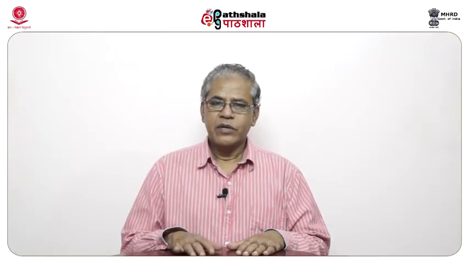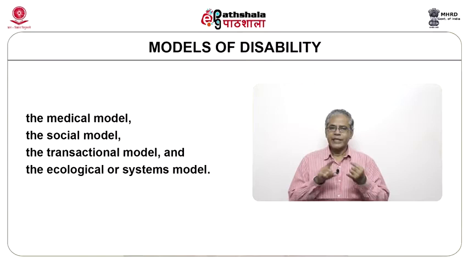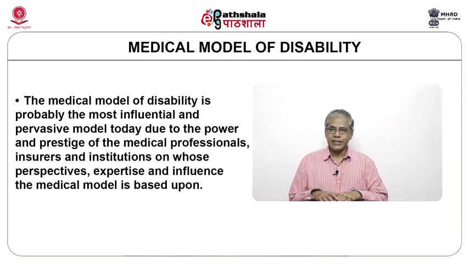There are four major models of disability, namely the medical model, the social model, the transactional model, and the ecological or systems model. Let me discuss these models of disability, starting with the medical model. The medical model of disability is probably the most influential and pervasive model today due to the power and prestige of the medical professionals, insurers and institutions on whose perspectives, expertise and influence the medical model is based.